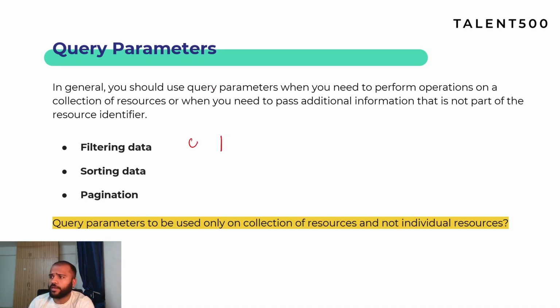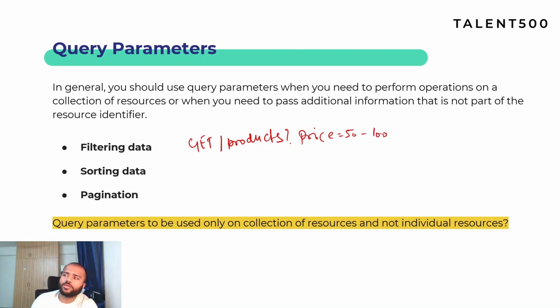You will do a get of products, and now you will provide some extra query parameters. Let's say products question mark price, and you say 50 to 100. So now decoding this is the job of the server. The server must already have defined in the construct that these are all the query parameters which I accept for this collection, and you are going to use any one of them.